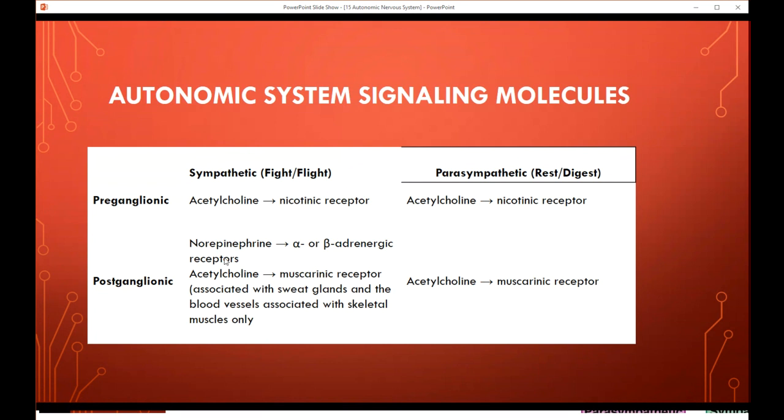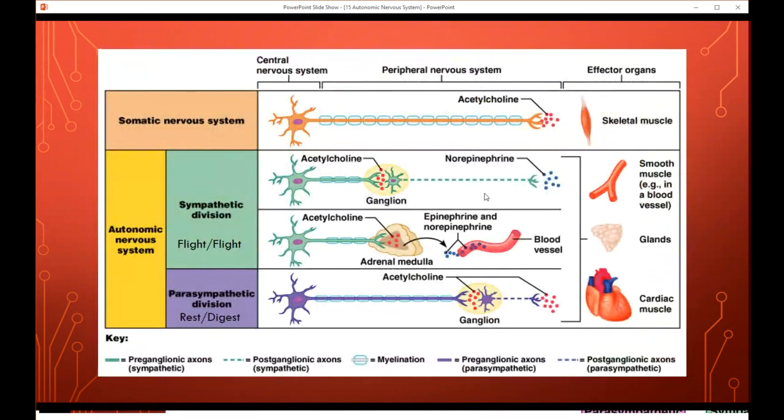And then also for sympathetic, we can release norepinephrine, and that's going to be to our alpha or beta receptors. And then the postganglionic, so again, that's the part after the ganglion, we have the acetylcholine binding to a muscarinic receptor, but those muscarinic receptors are going to be associated with our sweat glands and the blood vessels associated with our skeletal muscles only, whereas acetylcholine is going to bind to the muscarinic receptors in our parasympathetic nervous system.